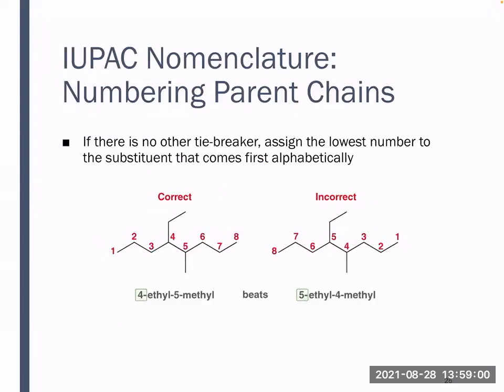If there's no other tiebreaker, so in this case, no matter how I number, substituents are on carbons 4 and 5, you assign the lowest number to the substituent that comes first alphabetically. So in this case, I have an ethyl and a methyl substituent. Ethyl comes first alphabetically, so ethyl will get the lower number. So this would be the name of the molecule.